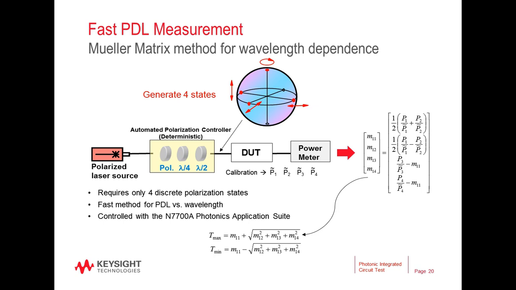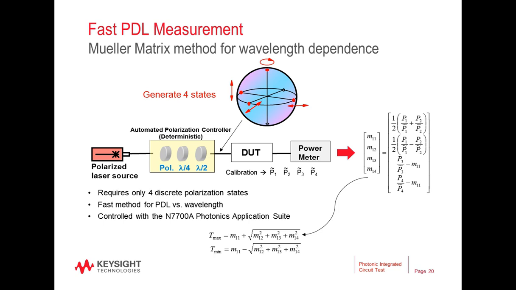The second PDL method is called the Mueller matrix method, and it's shown here. It offers very fast measurement. It allows measurements over thousands of wavelengths that would not be practical with the all states method, where you're kind of searching around on the Poincare sphere. The method requires only 4 states of polarization as a stimulus, and as you can see in the figure, that is routed from the synthesizer, the polarization controller, to the DUT and then to the power meter.